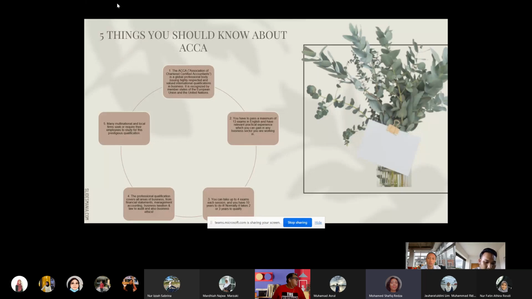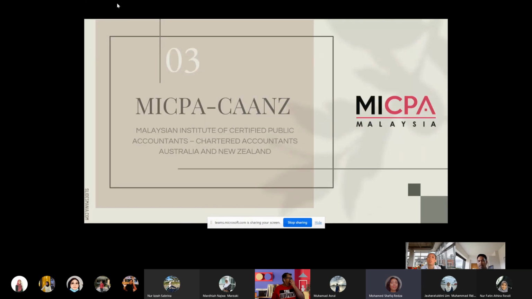And fourth, the professional qualification covers all areas of business from financial statements, management accounting, taxation, and law to audit and also business ethics. And lastly, fifth, many multinational and local firms seek or require their employees to study for this prestigious qualification. Okay, that is ACCA.